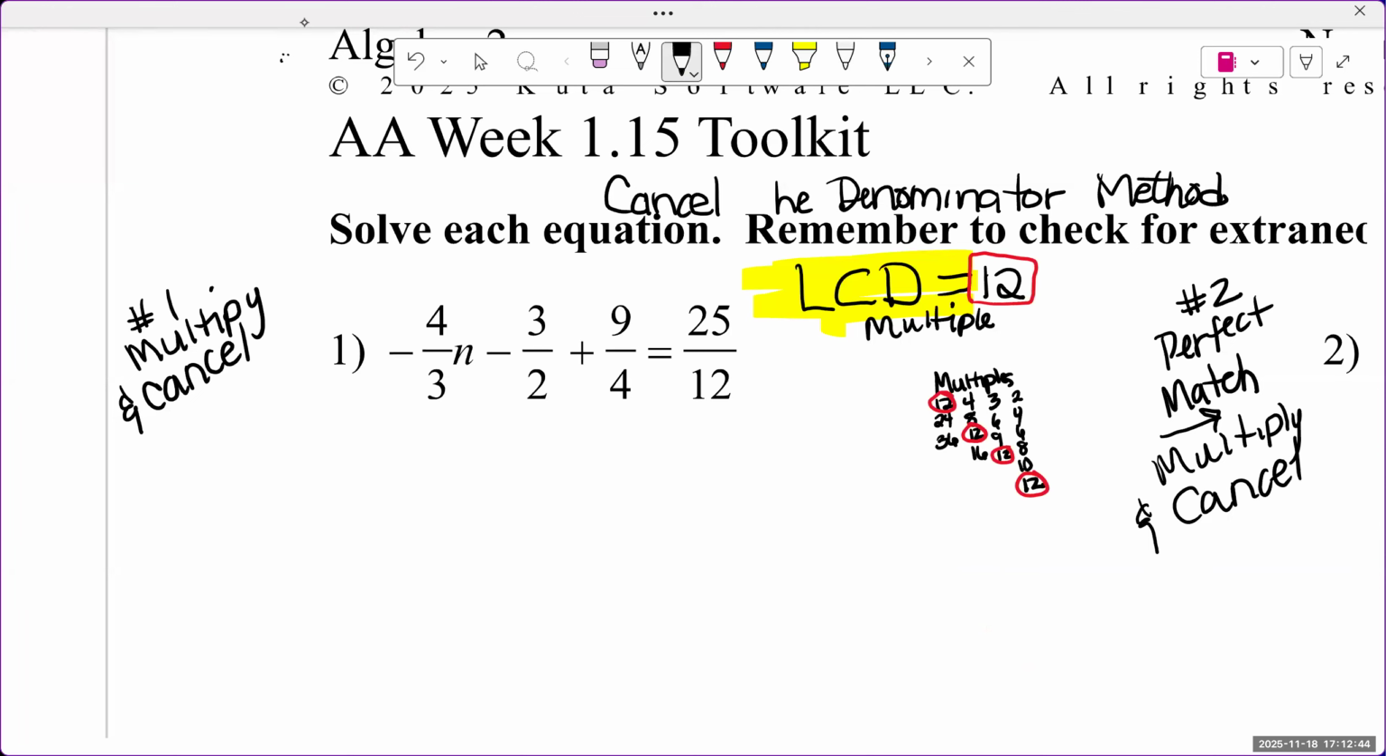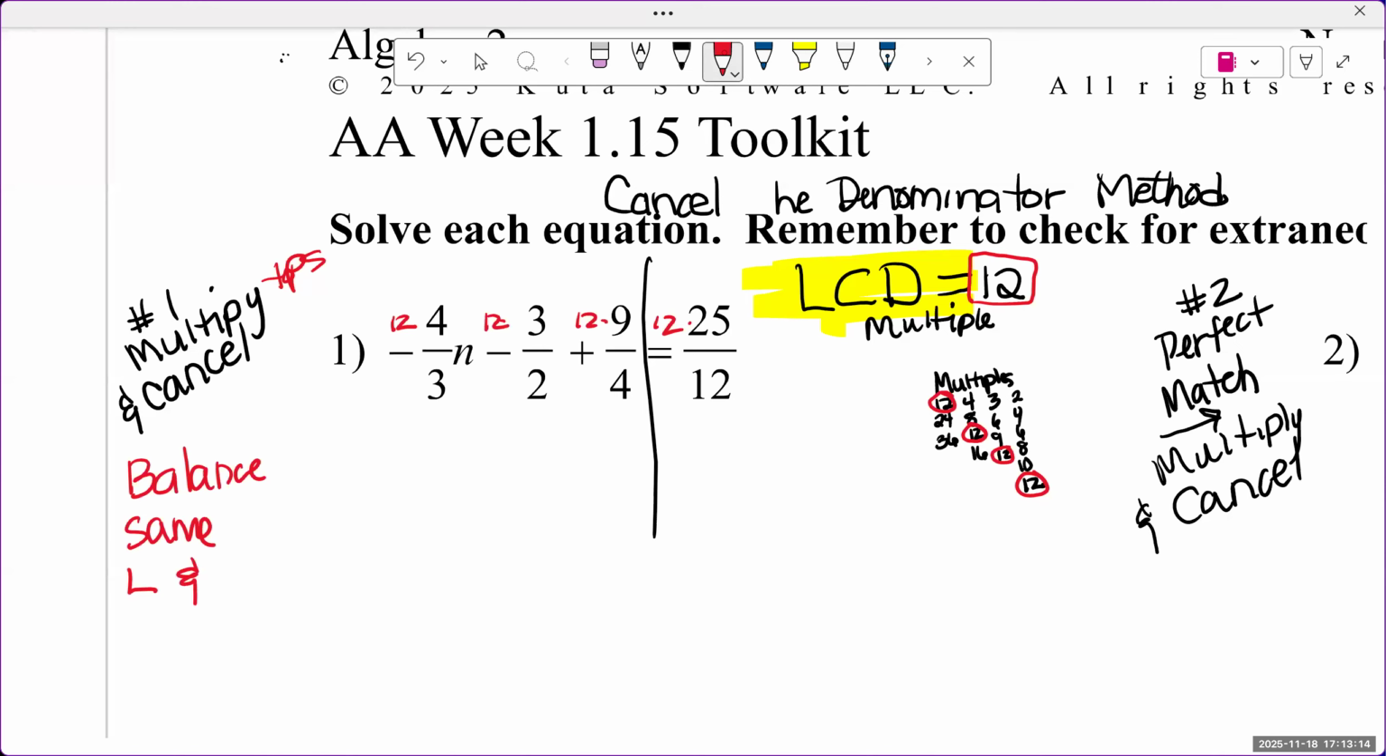Okay, so this is just take the least common denominator and multiply to the tops. So we have 12 over 1 getting multiplied to all the tops. So let's talk about maintaining balance. Okay, so notice we're doing the same thing. Here is my equal sign. I do the same thing to the left as I do to the right. Okay, see how that's going to maintain that balance?